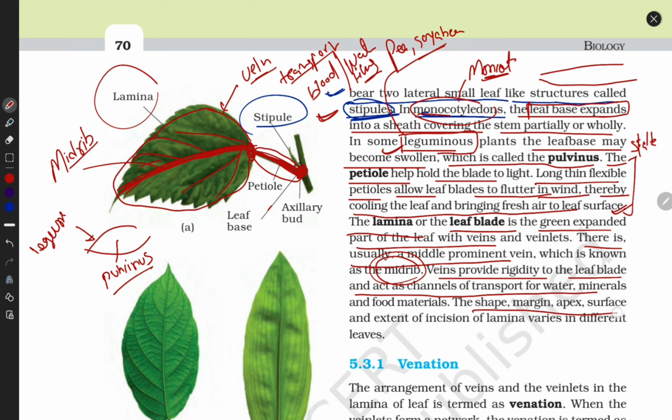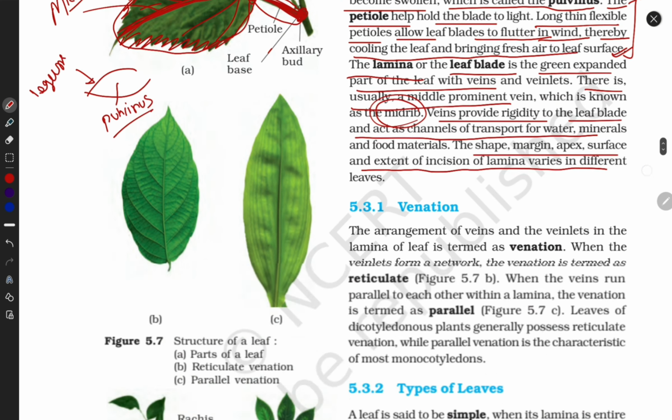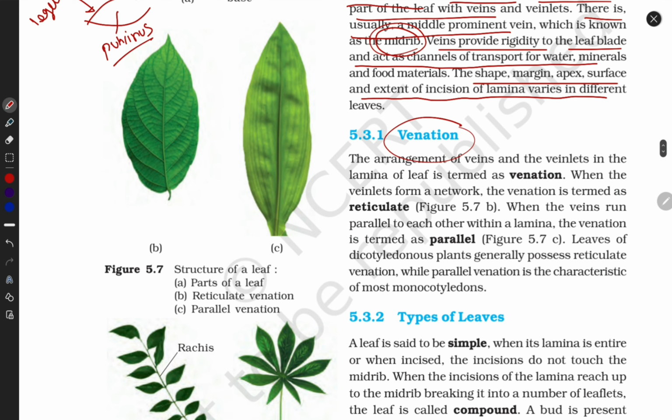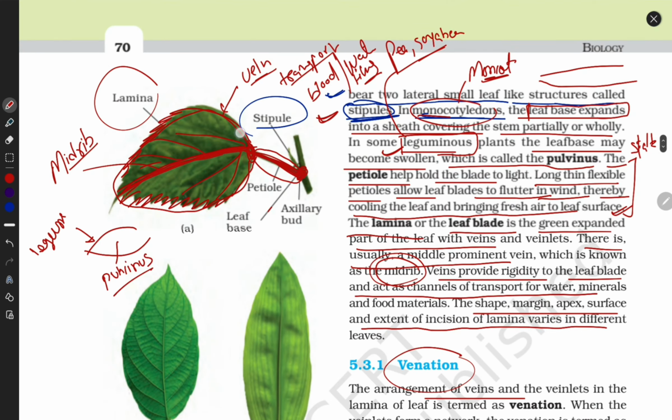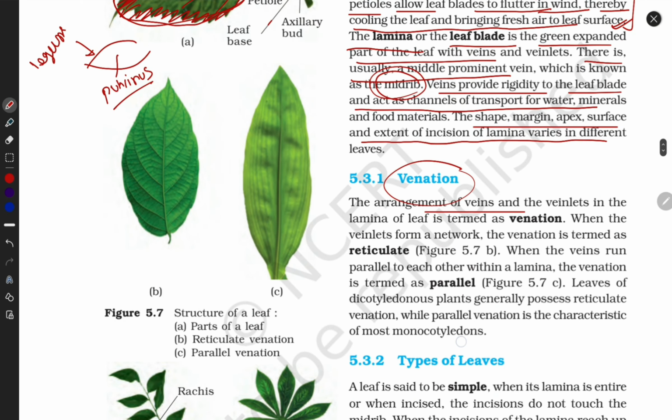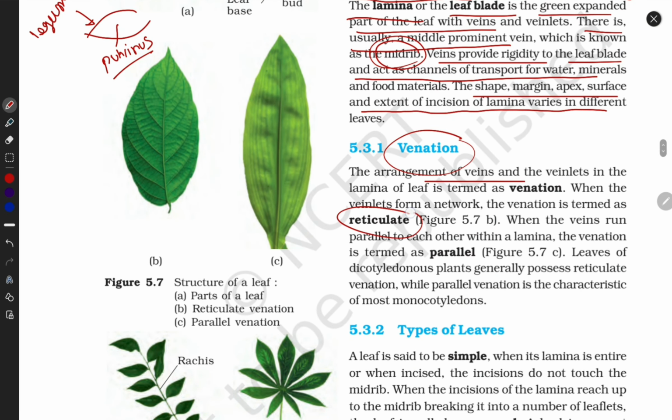Next, the shape, margin, apex, surface, and extent of incision of the lamina vary. Guys, this is not fixed for every kind of leaf. They may vary according to the plant. All right. Let's discuss venation. Venation means the arrangement of veins in the lamina part. This is the lamina part now. How are veins arranged? Some are arranged in a reticulate manner.